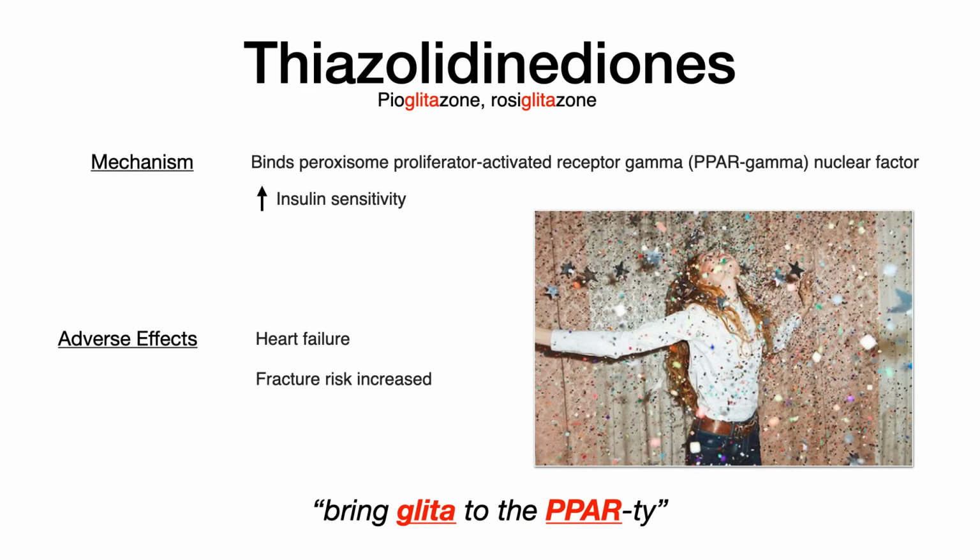Glitter for glitazone and party for PPAR. It helps me memorize the mechanism, PPAR gamma. So bring glitter to the party. That's it for TZDs. Nothing else to know. Know the two adverse effects, know the mechanism, because the mechanism is very unique.